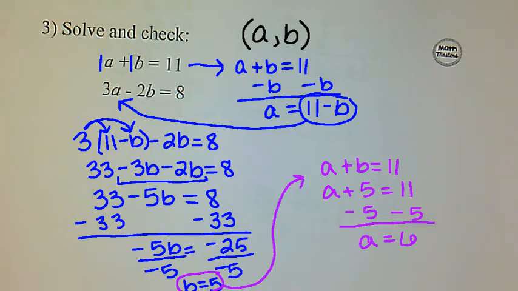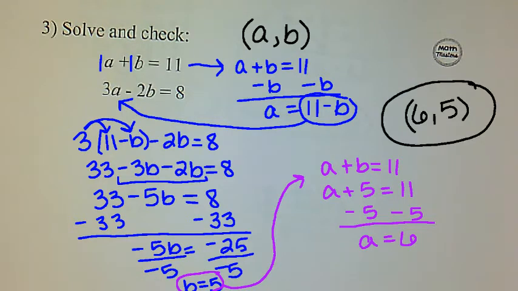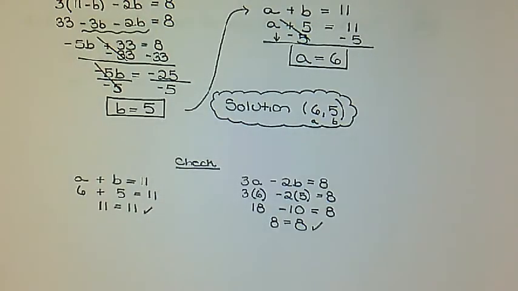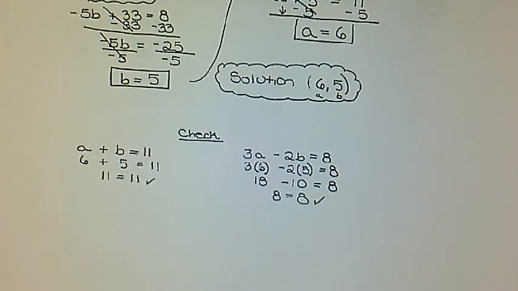Okay, so my final answer, remember we always have to give it in the form of an ordered pair. So my solution is going to be, in alphabetical order, 6, 5. Okay, so that's my final answer. And there's the check. Remember, when you're doing the check, we have a system of equations, so you need to do both of them.